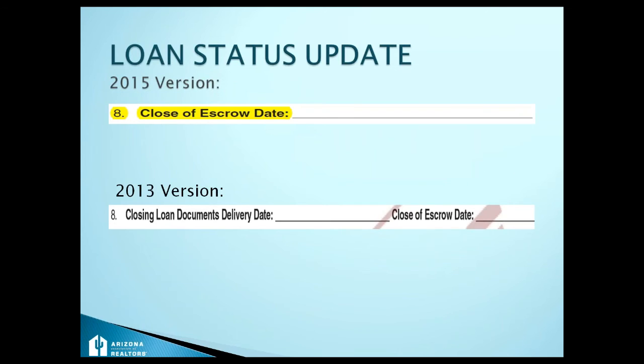Let's talk loan status updates. Sure. So the LSU got updated as well. We talk about some of the page 1 changes. They're going to mirror the pre-qual form. We're going to plug in, again, the lender's Arizona license number as well as national number. We're going to tell them that it's 10 days, not 5 days. We added in close of escrow date.